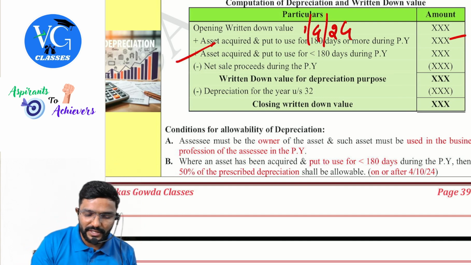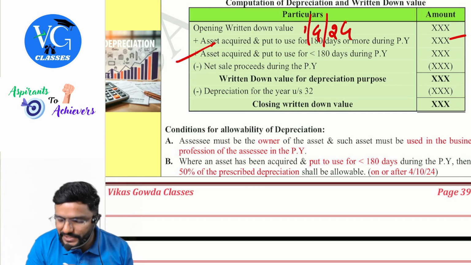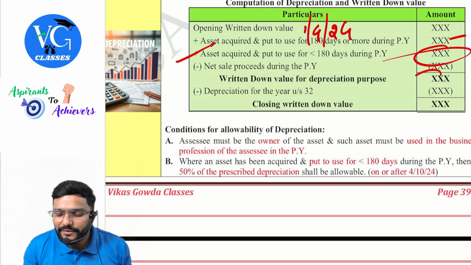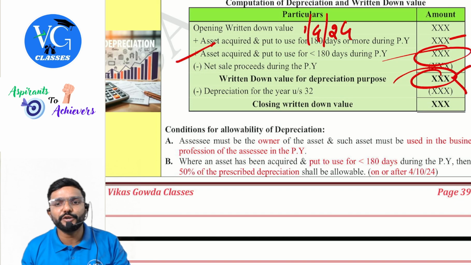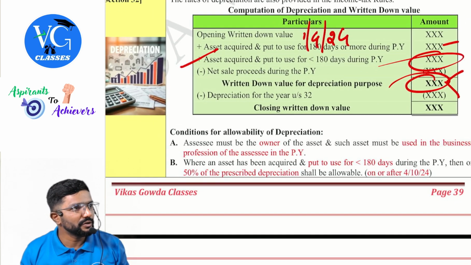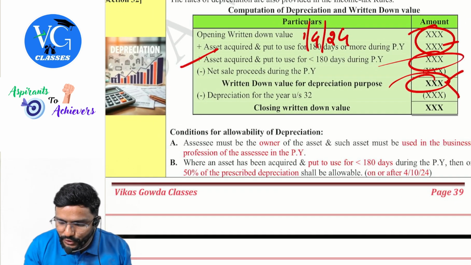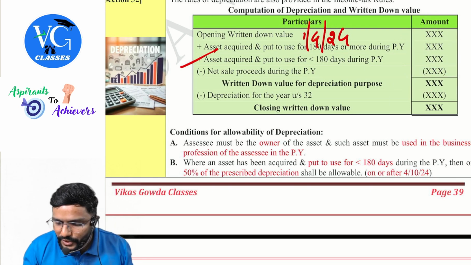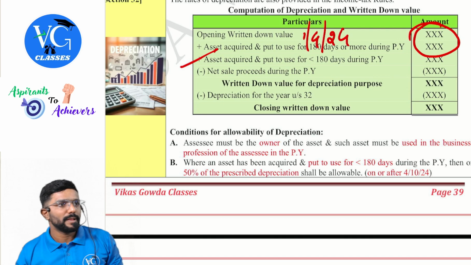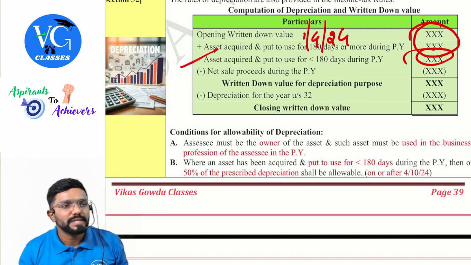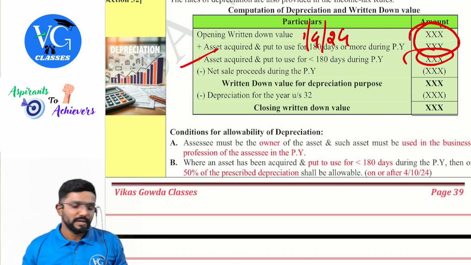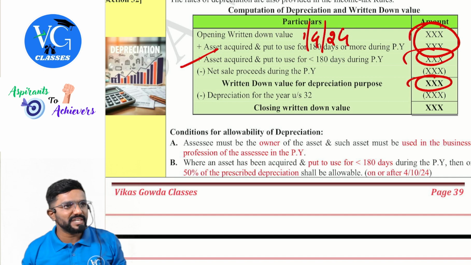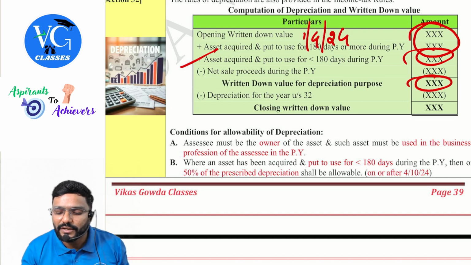Guys, one important thing is, if by chance this figure is there in your question, WDV for the purpose of depreciation has to be split into two. Because for this two, you will claim full depreciation, whereas on this, only 50%. Now, sir, when WDV for the purpose of depreciation is there, first, what should I consider? This.